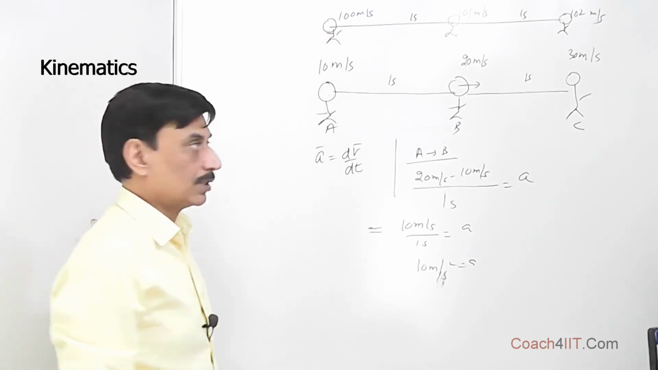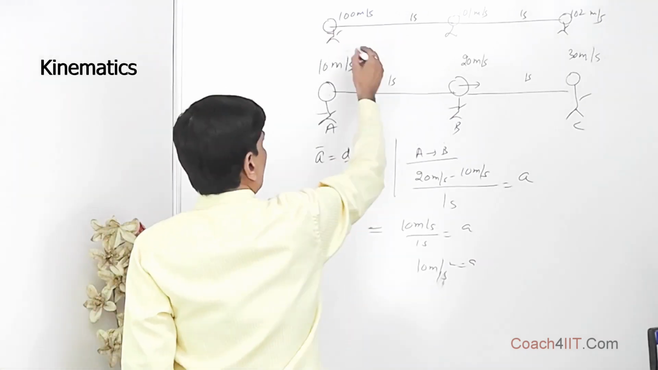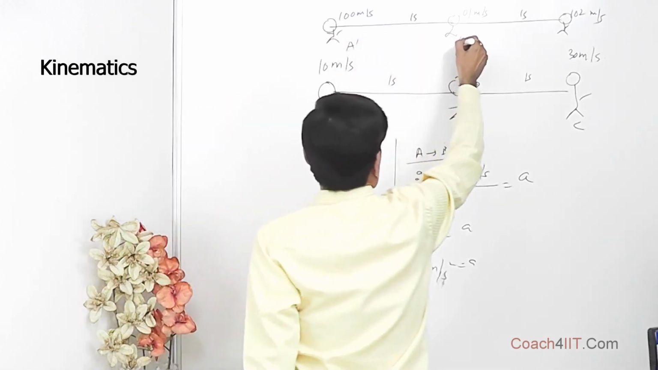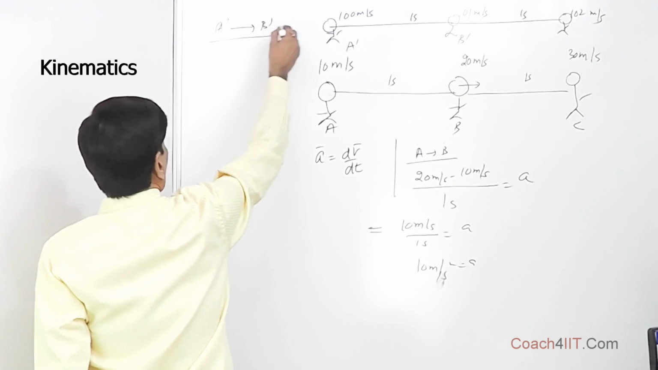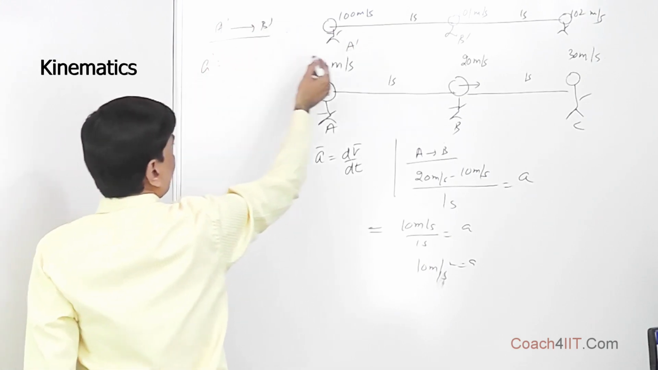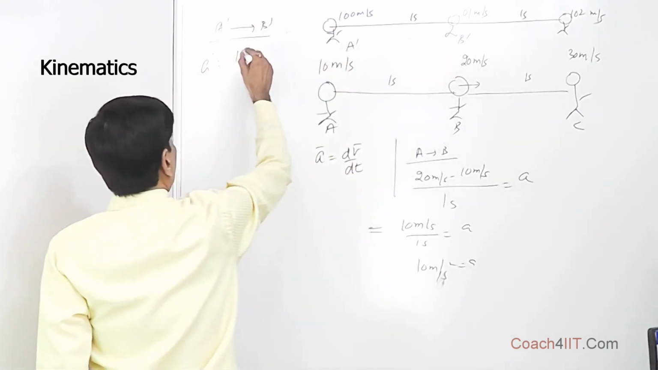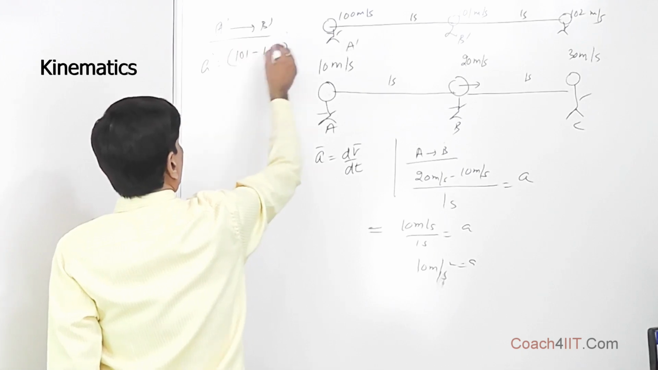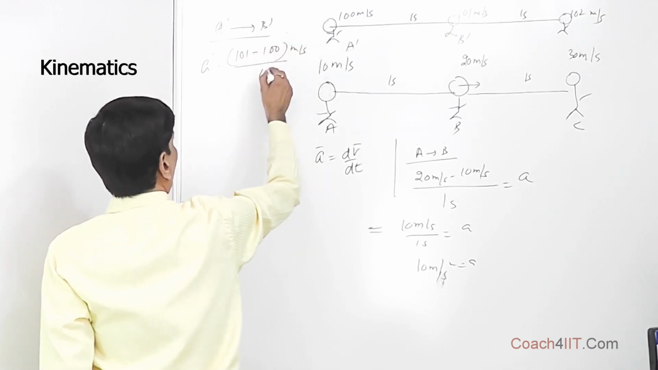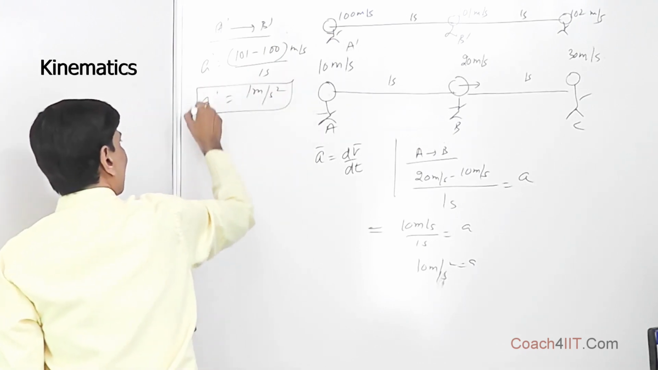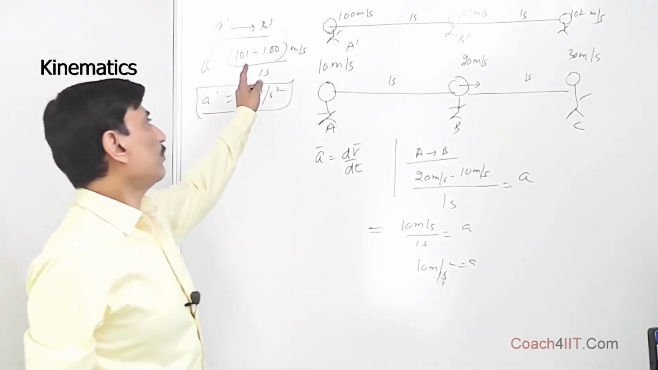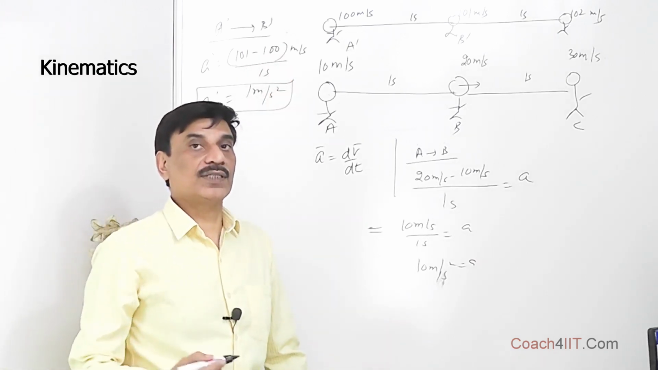But what about the acceleration? Acceleration is the rate of change of velocity. So if this position we call A dash and this B dash, going from A dash to B dash, we are interested in acceleration. So it is the change of velocity, 101 minus 100 meter per second, upon 1 second. So this comes out to 1 meter per second square only. That is, the velocity is changing at the rate of only 1 meter per second.